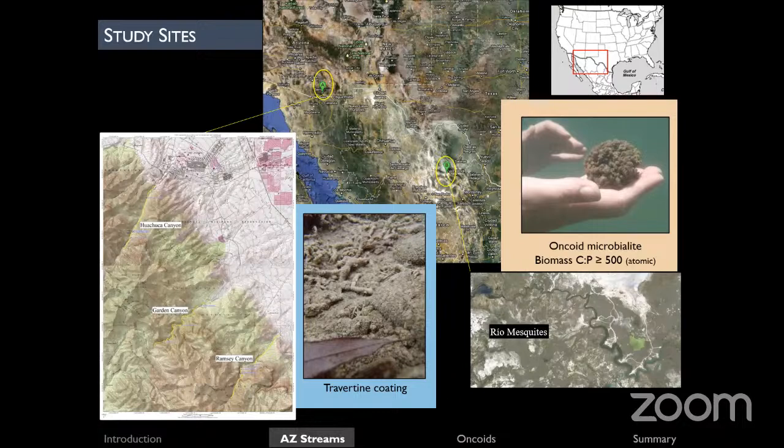Yeah, I'm potentially interested in doing some P32 work. Radioactive work is always, yeah, radioactive.